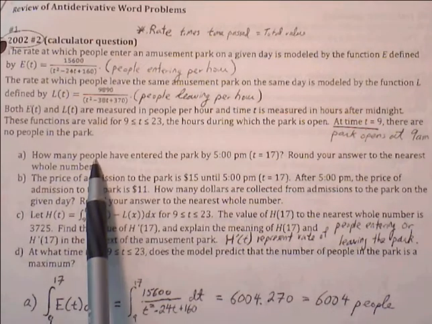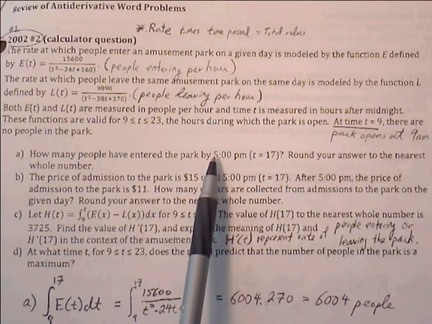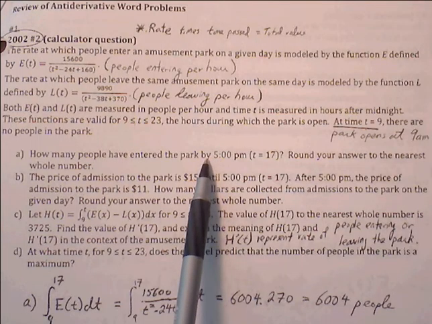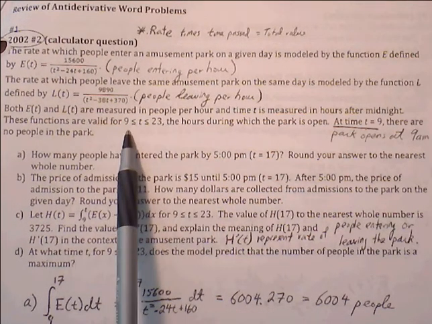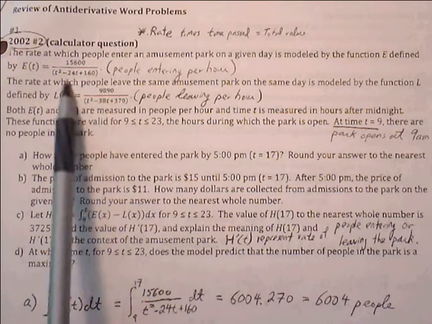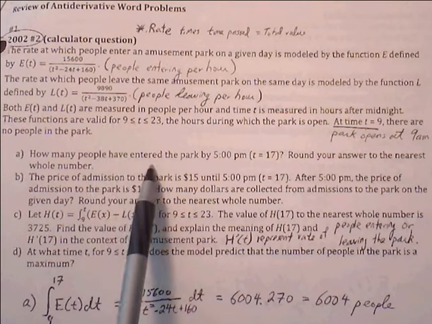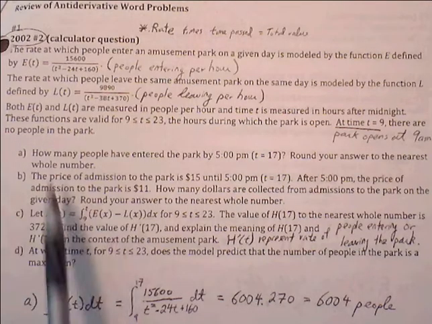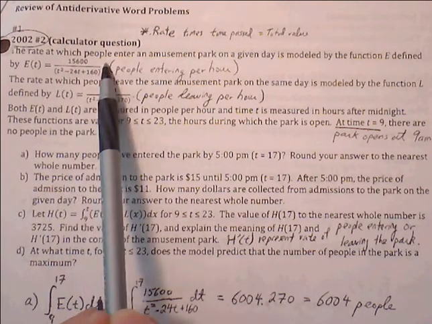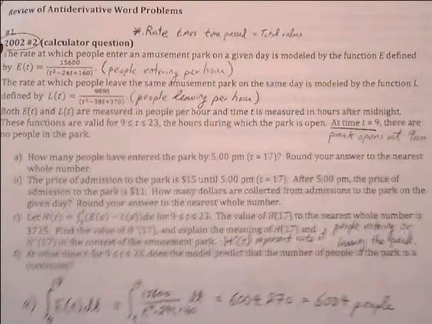So if we want to find out how many people have entered the park since the beginning of the day at 9 a.m., then what we need to do is accumulate this rate over the course of the 8-hour period. So we have to involve a definite integral. E of t is the rate at which people are entering the park, so if we want the total number of people who've entered, we have to accumulate that rate. The way we accumulate rate is we use a definite integral.